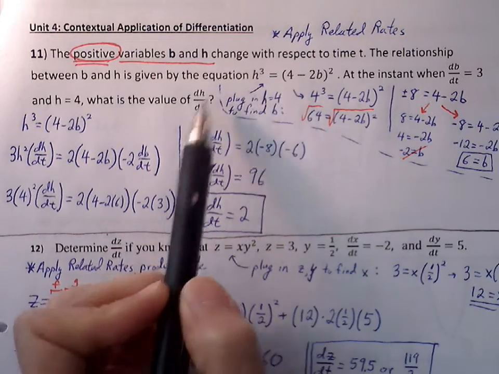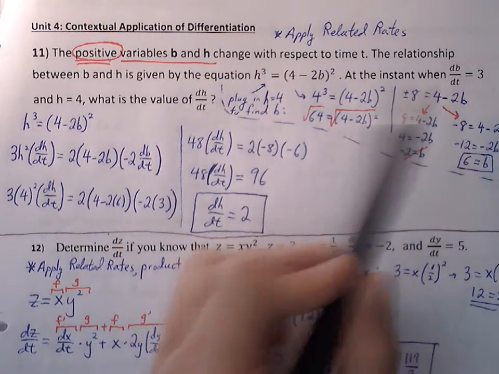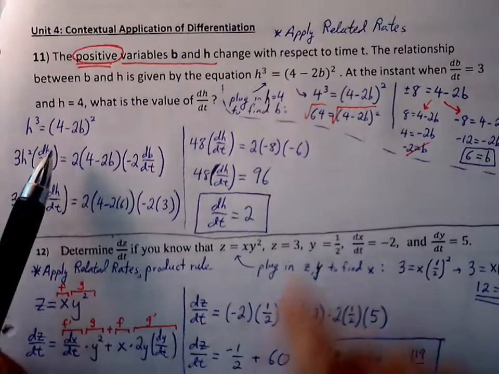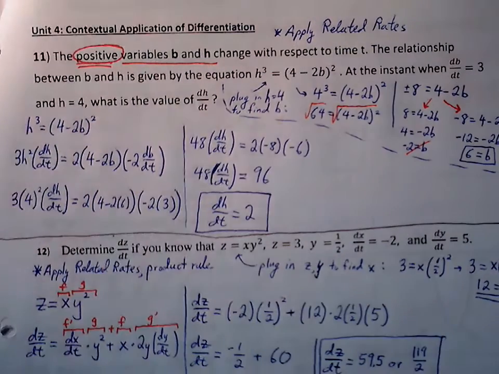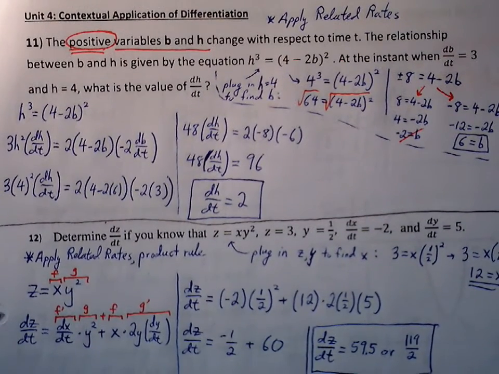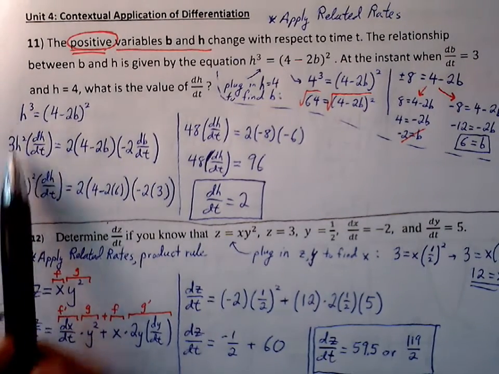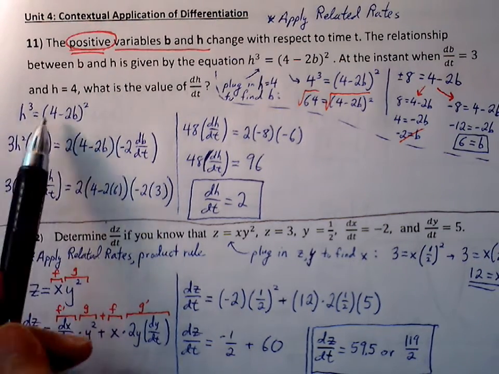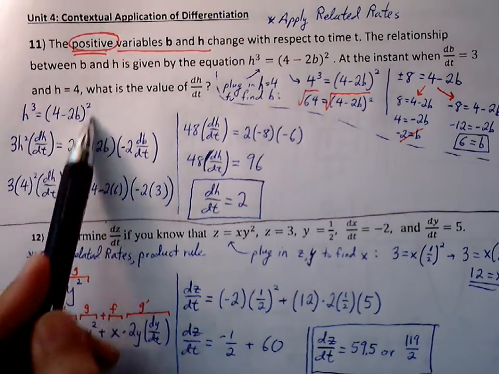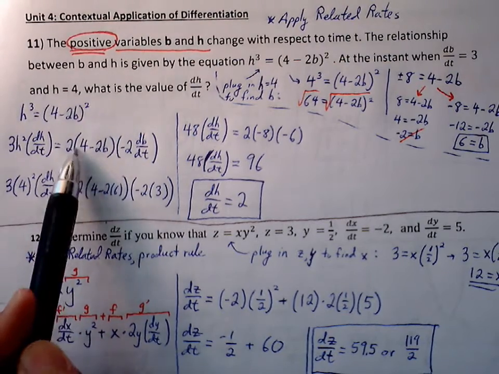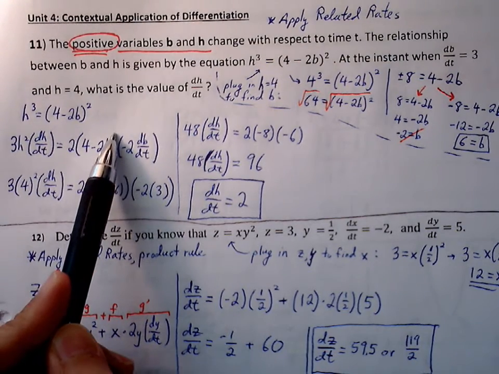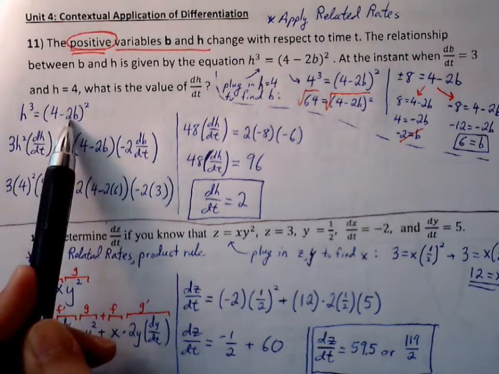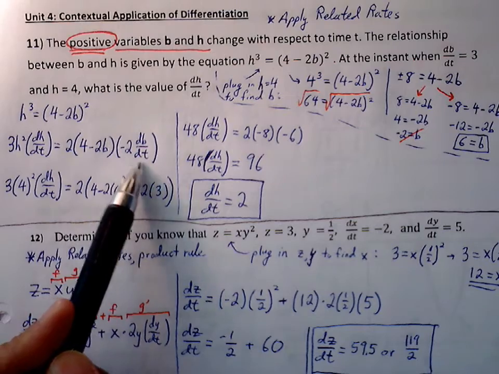At the instant when db over dt equals 3 and h equals 4, what is the value of dh dt? Now, we know that if we want to involve db dt and dh dt, we're going to find the derivative. So let's go ahead and do that. So here's my original equation. Go through power rule. h cubed becomes 3h squared, but we need to attach dh dt. This is a chain rule here, so we do the outside function's derivative, bring down the 2, keep the parentheses, subtract 1 from the exponent, multiply by the inside function's derivative, so 4 goes away, negative 2b becomes negative 2 db dt.